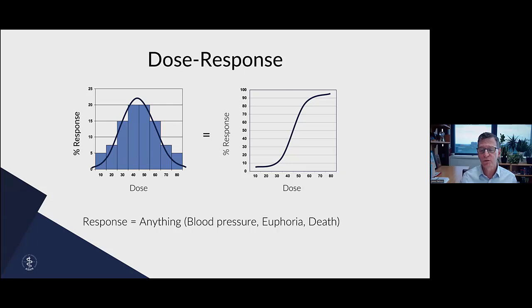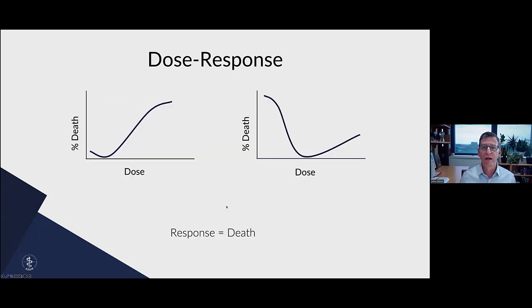When it comes to substance use, of course, we think much more about euphoria. And there you can imagine that the more of any substance you take, the more euphoric it's going to be. And of course, at the same level, the more you take, the more likely you are to have an adverse outcome, such as death. Not all dose response curves are linear or as predictable as that one is.